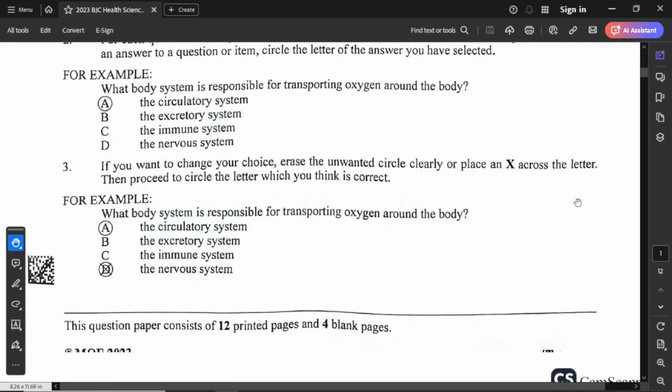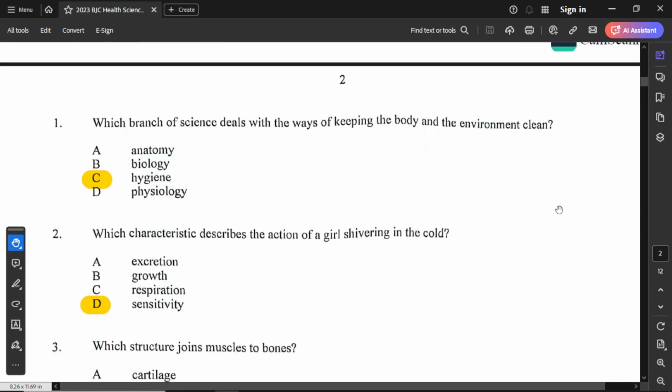Let us jump into question number 1. Question number 1 reads, which branch of science deals with the ways of keeping the body and the environment clean? And once you talk about cleanliness, you're talking about hygiene. So hygiene is the correct option for question number 1.